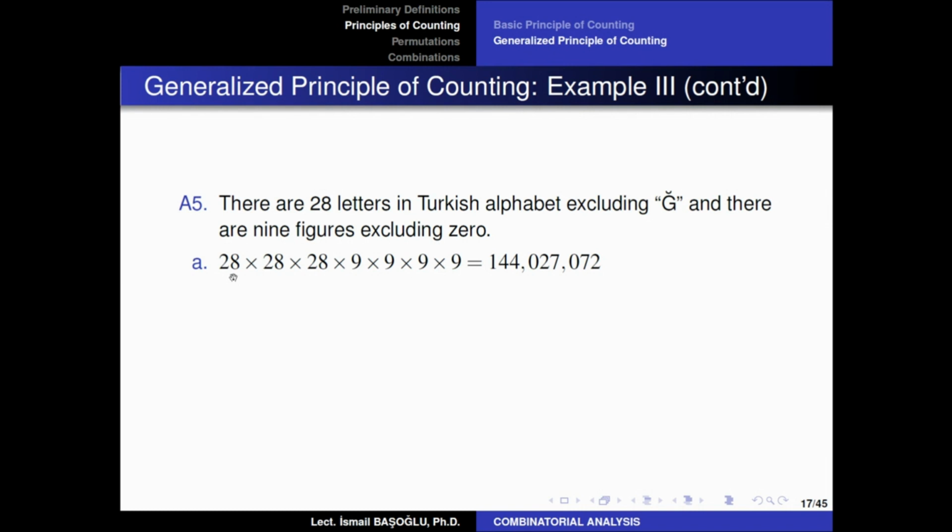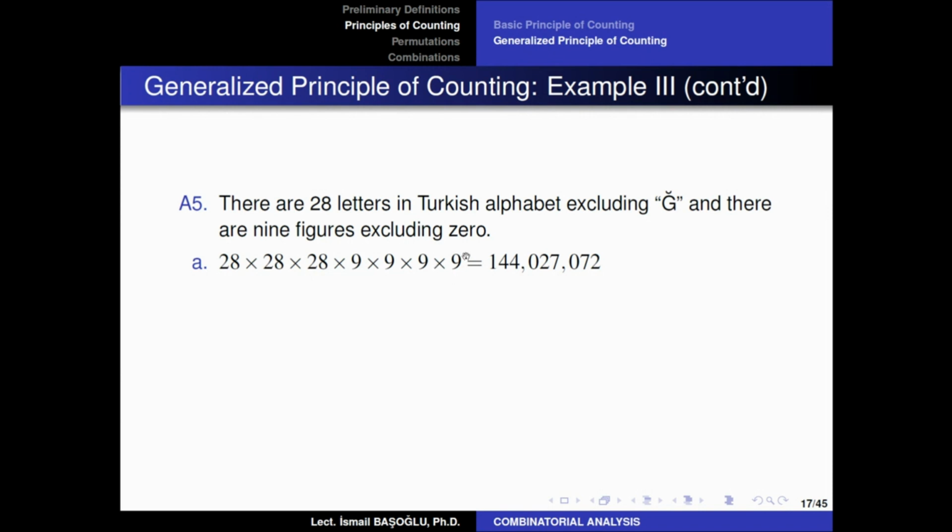So each character selection is an experiment here, and I have 7 experiments. The number of outcomes of the next experiment is not changing with respect to the outcomes of the previous experiments. Therefore, I will say that my first experiment has 28 possible outcomes. The second experiment, the selection of the second character, has 28 possible outcomes. The third experiment again has 28 possible outcomes. Then the fourth, fifth, sixth, and seventh experiments will have 9 possible outcomes for each.